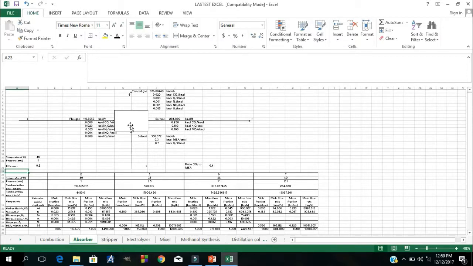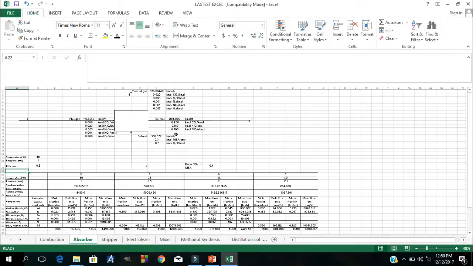The function of the absorber is to take out the carbon dioxide in the flue gas. As we can see, there are two inputs, which are flue gas and the solvent. The solvent is MEA solvent, which contains 0.3 kmol MEA per kmol and 0.7 kmol H2O per kmol.